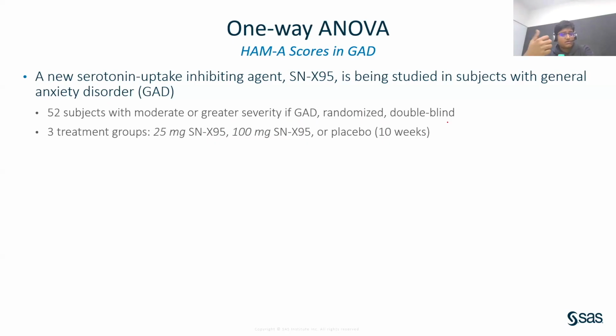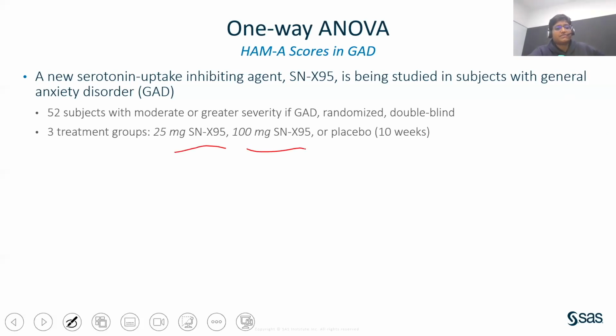Now, for obvious reasons, for an anxiety related condition, you will want to have a blinded study. If not a double blind, at least a single blind study is something you will need, because the way a subject thinks about whether they are being treated or not could also be a very important point in controlling the anxiety of a patient. So there are three treatment groups here: 25 mg of SNX 95, 100 mg, and placebo. These three treatments have been given individually to different patients independently for a period of about 10 weeks.